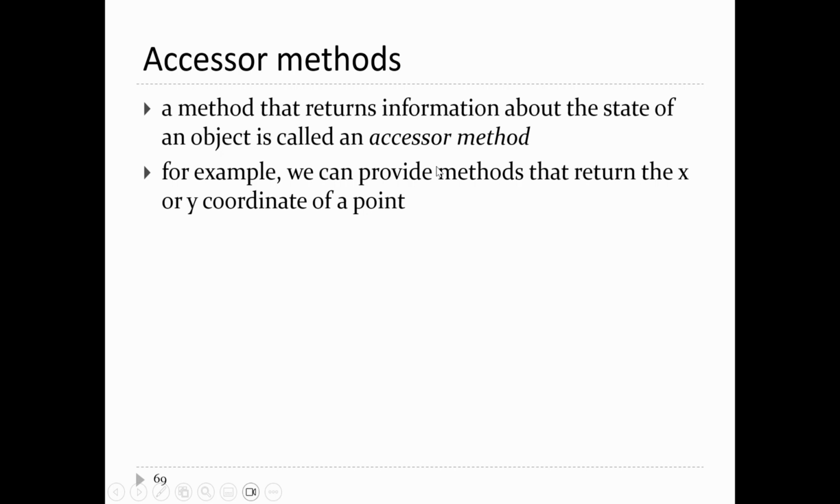So if you want a method that gives you information about an object, but doesn't change its state, that's called an accessor method. An accessor method accesses information from an object, but it doesn't change the object itself. So if someone is using your point class, they probably want to know what is the x coordinate of the point, what is the y coordinate of the point. So you should provide a method that returns the x and y coordinates of the point.